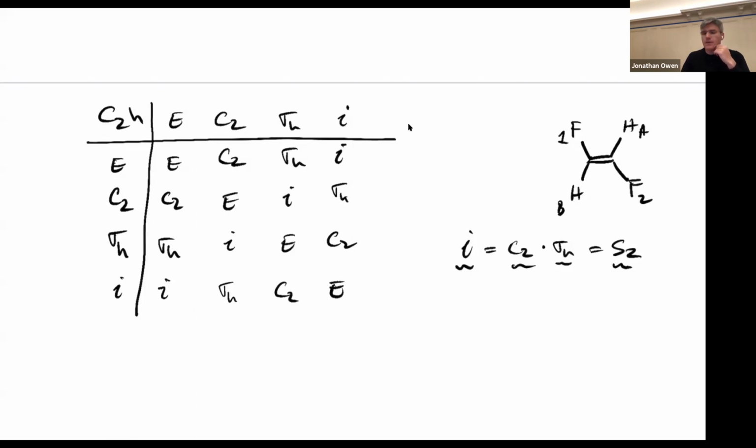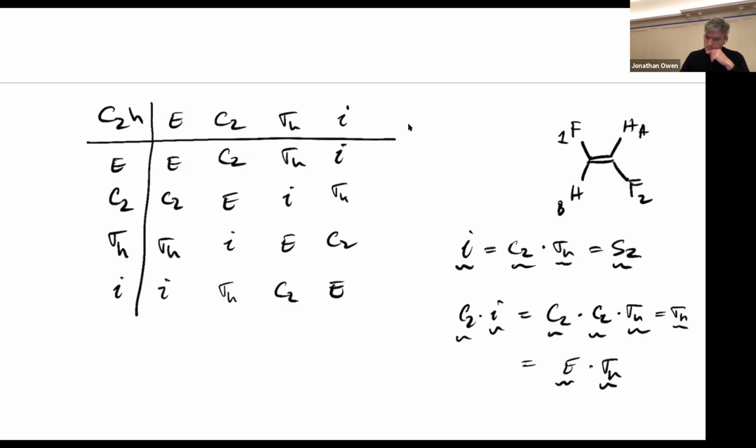If you have a hard time doing the inversion center in your head, one way to make it easier on yourself is to remember that C2 times I is the same thing as C2 times C2 times sigma H, right? I is C2 times sigma H. So you could break that I out, unpack it, and make it into the C2 times sigma H, and now it's a little bit easier to do this. This gives you back sigma H in the end. The C2 times C2 is the same thing as an E. Okay, so I is a little bit tricky, but if you use the algebra, it gets a little more straightforward.